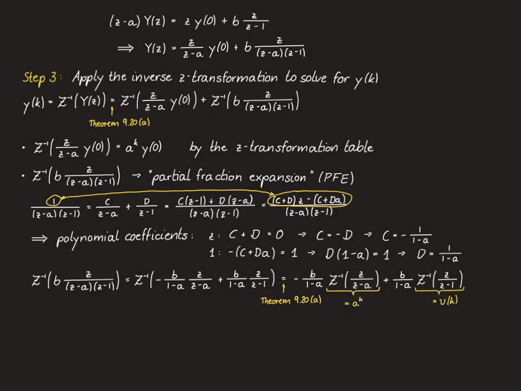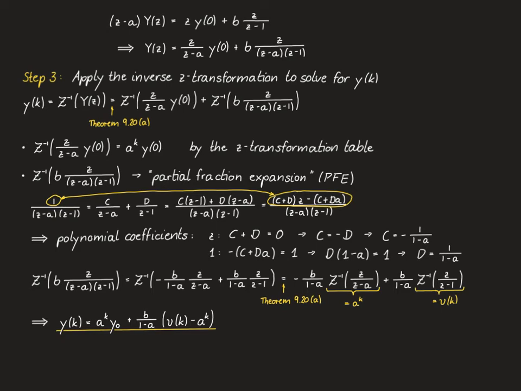And these two inverse Z transformations can now be solved based on the Z transformation lookup table, where we find that the inverse Z transformation of this first expression is given by a to the power k, and the inverse Z transformation of the second expression is given by the discrete unit step function σ of k.